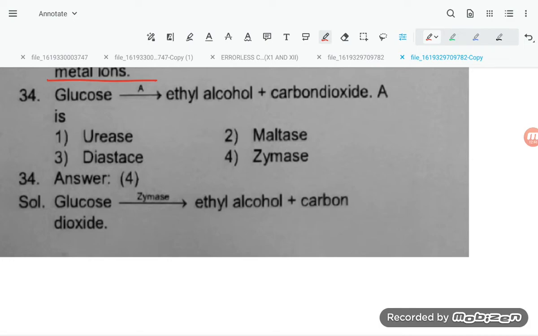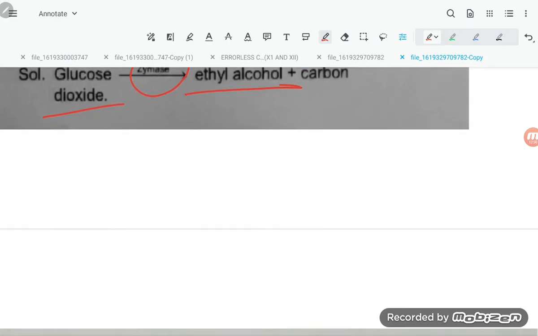Glucose gives ethyl alcohol plus carbon dioxide. So A will be zymase. So glucose reacts with the zymase enzyme, and zymase enzyme converts it into ethyl alcohol and carbon dioxide. So our option is option number 4.